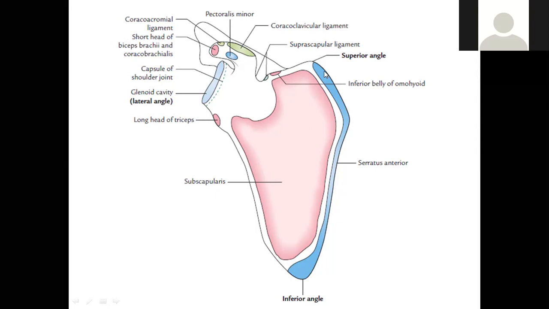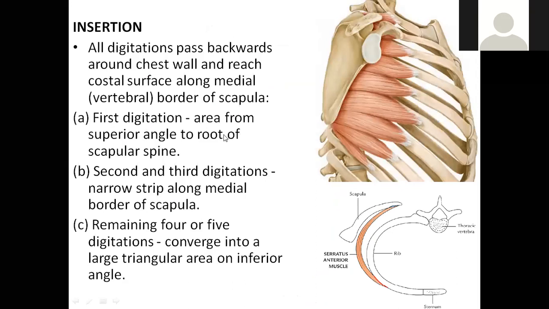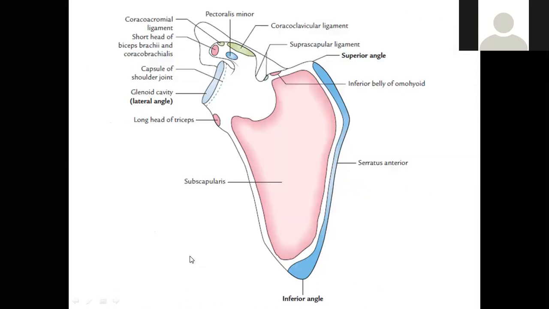Because it has come as an essay, you are supposed to write 1, 2 and 3. Let us see in detail. First digitation is at the superior angle to the root of the spine of the scapula. Second and third digitations along the medial border. Last 5 digitations along the inferior angle. That much you write, it is enough. Okay, this is the first digitation, from the superior angle to the spine. Along the medial border, you have the second digitation, and along the inferior angle, you have the third digitation. Overall, 8, no? 5 here, 2 here, 1 here. 5 plus 2 plus 1 is 8. That is the easy way to remember.